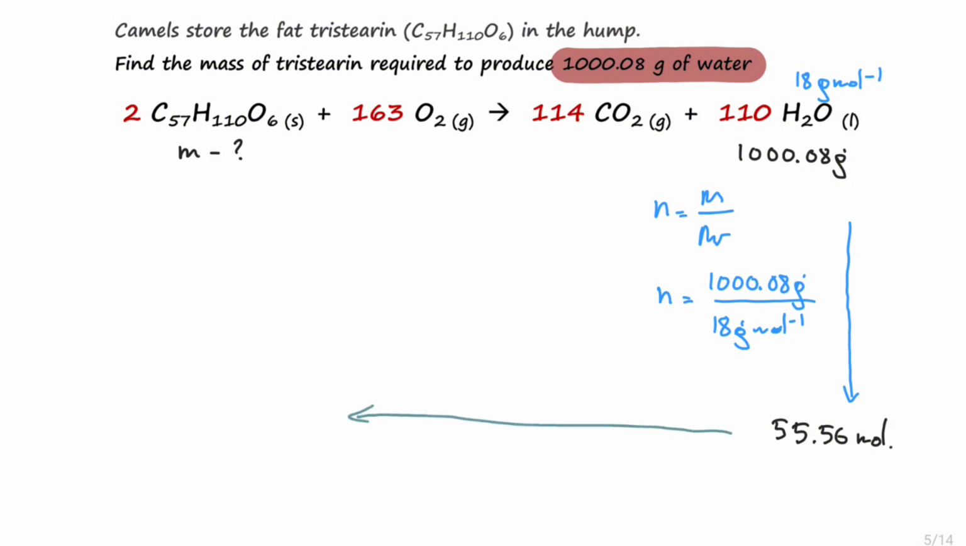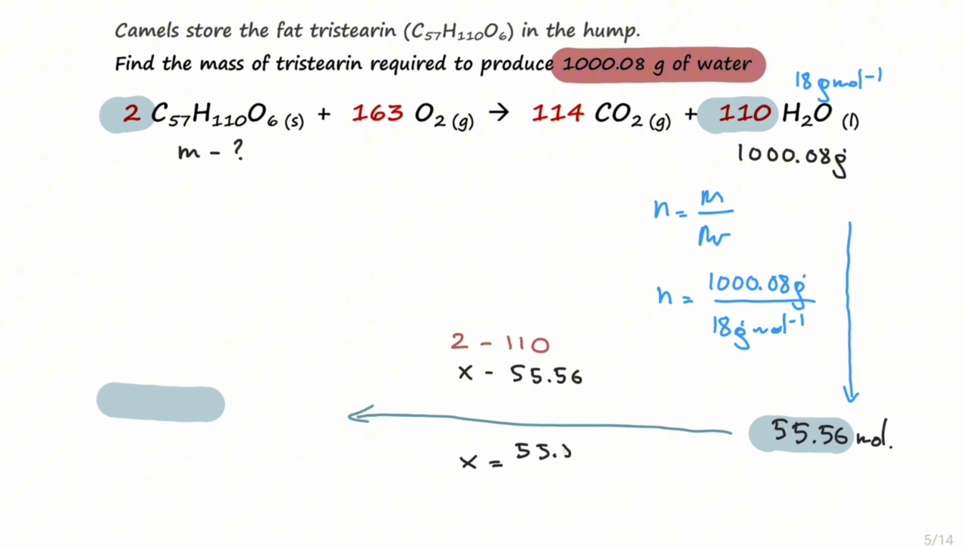If we have the mole number of water, we can easily find the mole number of tristearine because our equation is already balanced. There is no need to balance it again, but still, let's highlight it. And we need to find the mole numbers here. How will we do it? Let's write 2, it's 110. 55.56, it's X. So X will be equal to 55.56 multiplied by 2 divided by 110. 1.01 mole of tristearine will be required in order to produce 55.56 mole of water.